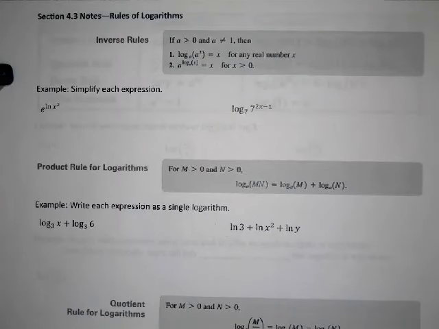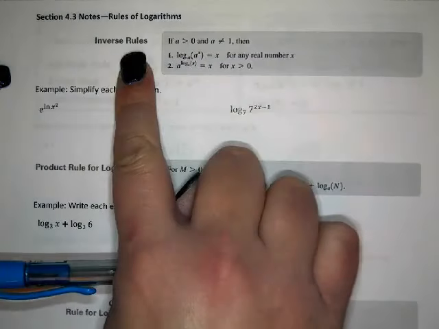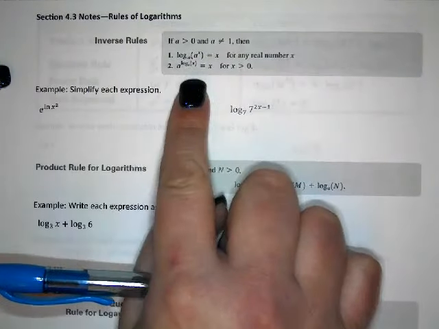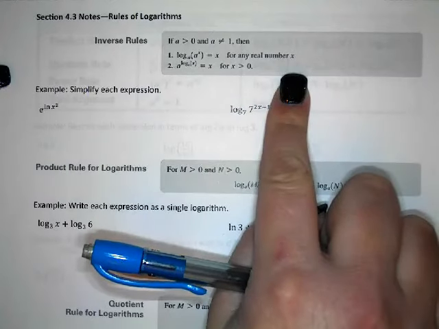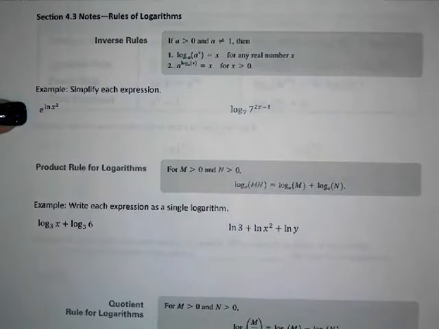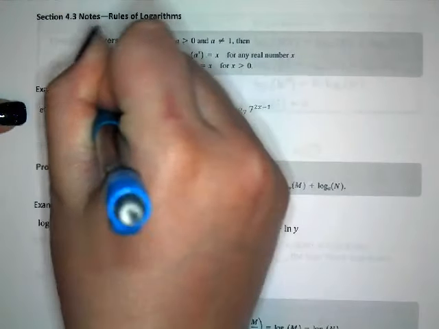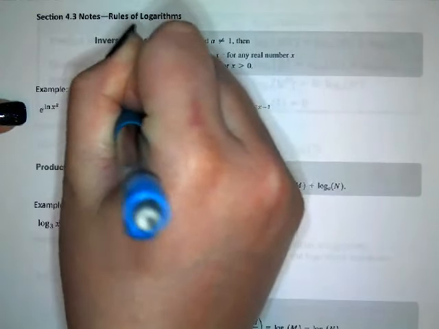This video is on section 4.3 notes, the rules of logarithms. So first, we have the inverse rules, which have not been written out like this, but we've already talked about. So for the first example, it says e to the ln of x squared, and another way to write that is e to the log base e of x squared.